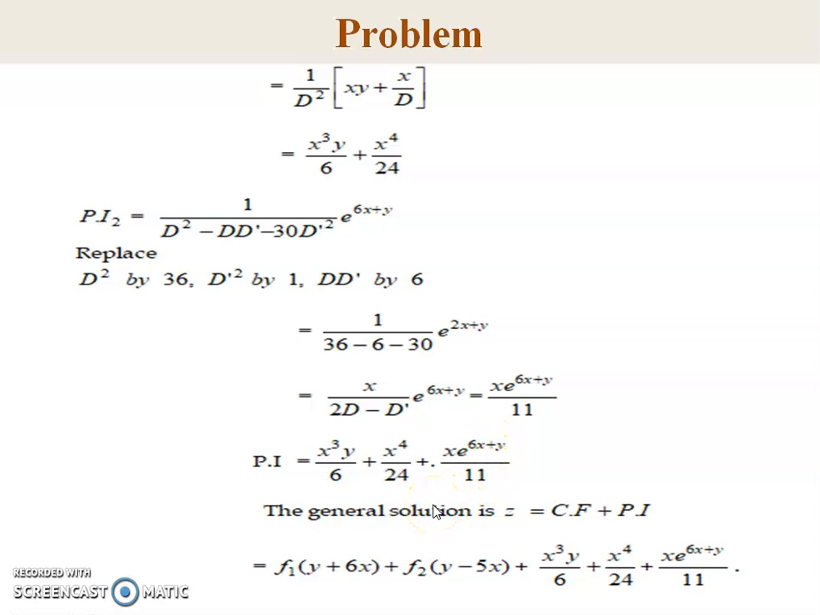Therefore the general solution is complementary function plus particular integral. So the solution is f1 of y plus 6x plus f2 of y minus 5x plus the particular integral: x cube y by 6 plus x power 4 by 24 plus x e power 6x plus y by 11. Okay, that's all.